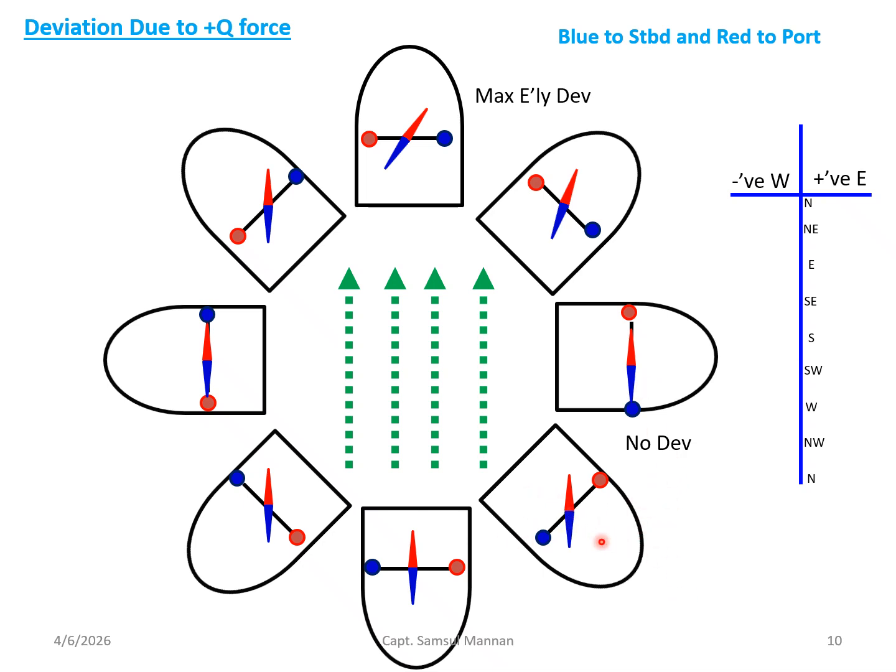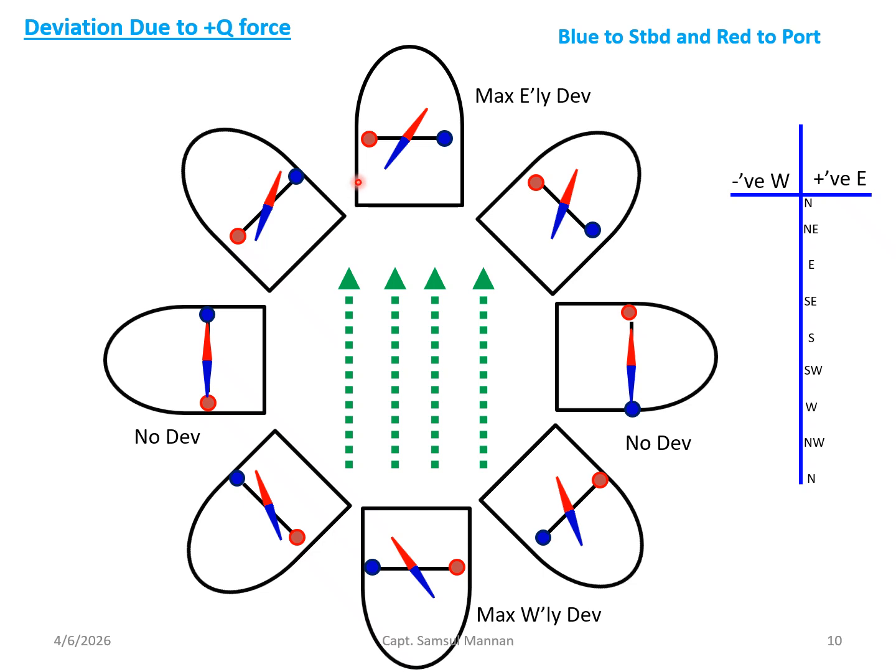Now when the vessel is on the southeasterly courses, at that time there will be some deviation, and again when the vessel comes to the 180 degree course there will be maximum deviation due to plus Q force, and this deviation will be in the westerly direction, right? And again when the vessel is on the southwesterly course, there will be some deviation, and when the vessel is on westerly course, that means 270 degree course, there will be no deviation, and when the vessel is on the northwesterly course there will be some deviation.